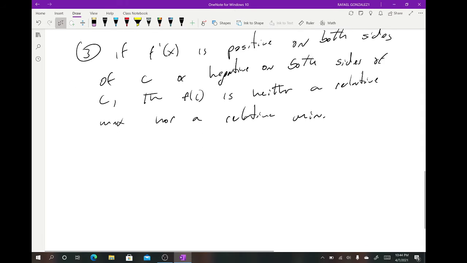So let me illustrate what's going on. Let's say you have a function that looks like this. Let's say C is a point here and the function looks like this. Right? It's a parabola. Let's say this point right here is f of C.